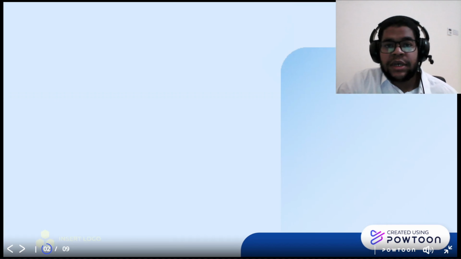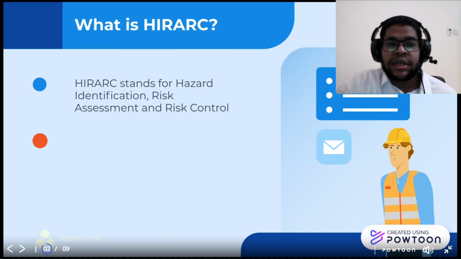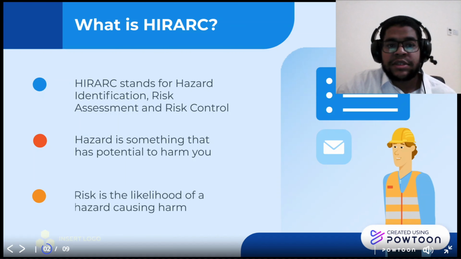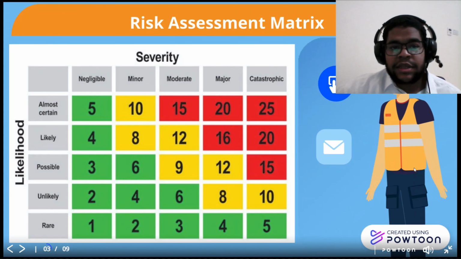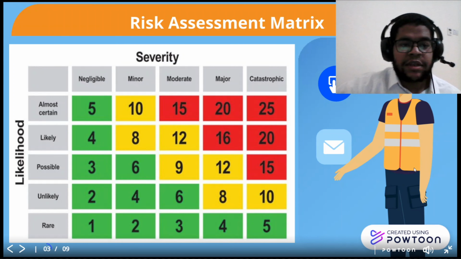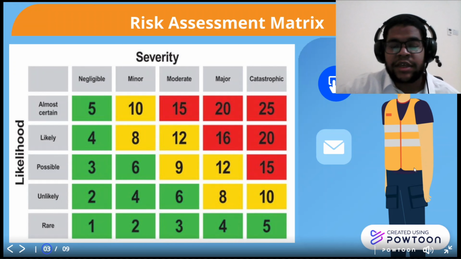First of all, what is HIRARC? HIRARC is a group of consecutive activities which are hazard identification, risk assessment, and risk control. Hazard is something that has potential to harm you, and risk is the likelihood of hazard causing harm. Risk assessment matrix is a matrix that can help us identify the likelihood of the accident and the severity or impact of it to the workplace. And with that, we can classify if the hazard is dangerous or not.